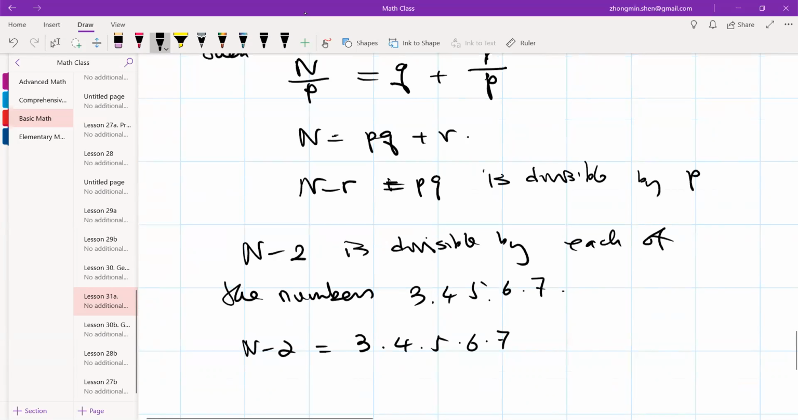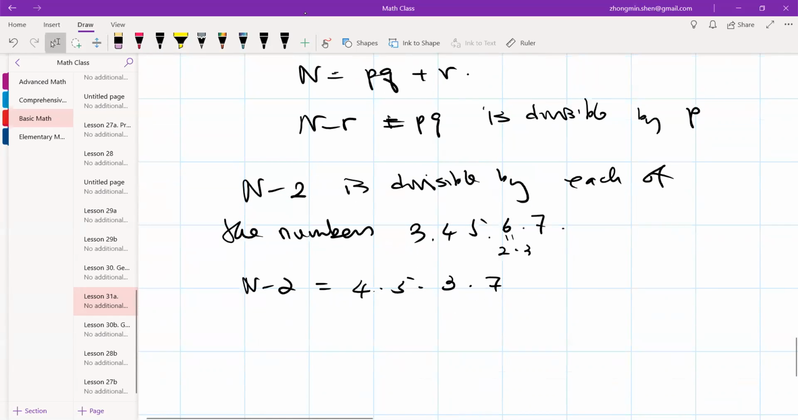So n minus 2 is the least common multiple. You see that 6 is 2 times 3, and the 4 is here, so it's actually 4, 5, 3, and 7. This is the least common multiple. So this number is divided by 3, 4, 5, 6, and 7. You multiply this up, then you will get the answer.